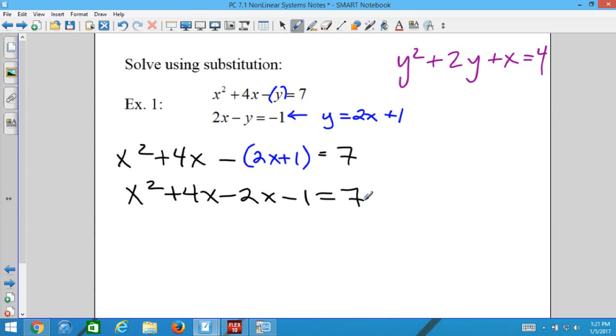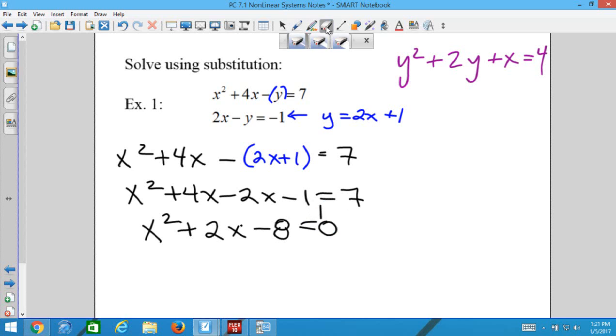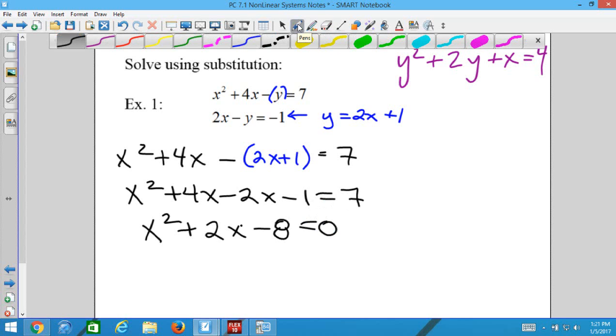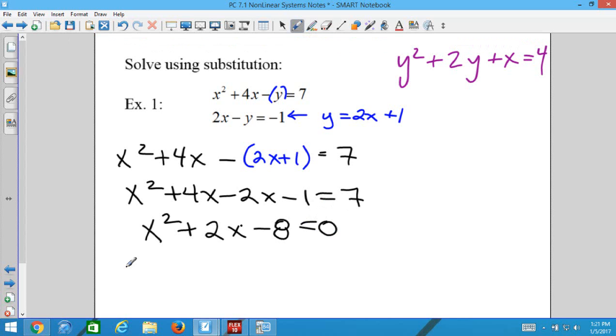Either way, you're going to have to make it equal 0. And then choose which method makes the most sense. Does factoring work? Yes. Okay, then I'm going to do it that way. If factoring didn't work, then I would do quadratic formula. We got, x has 2 answers.